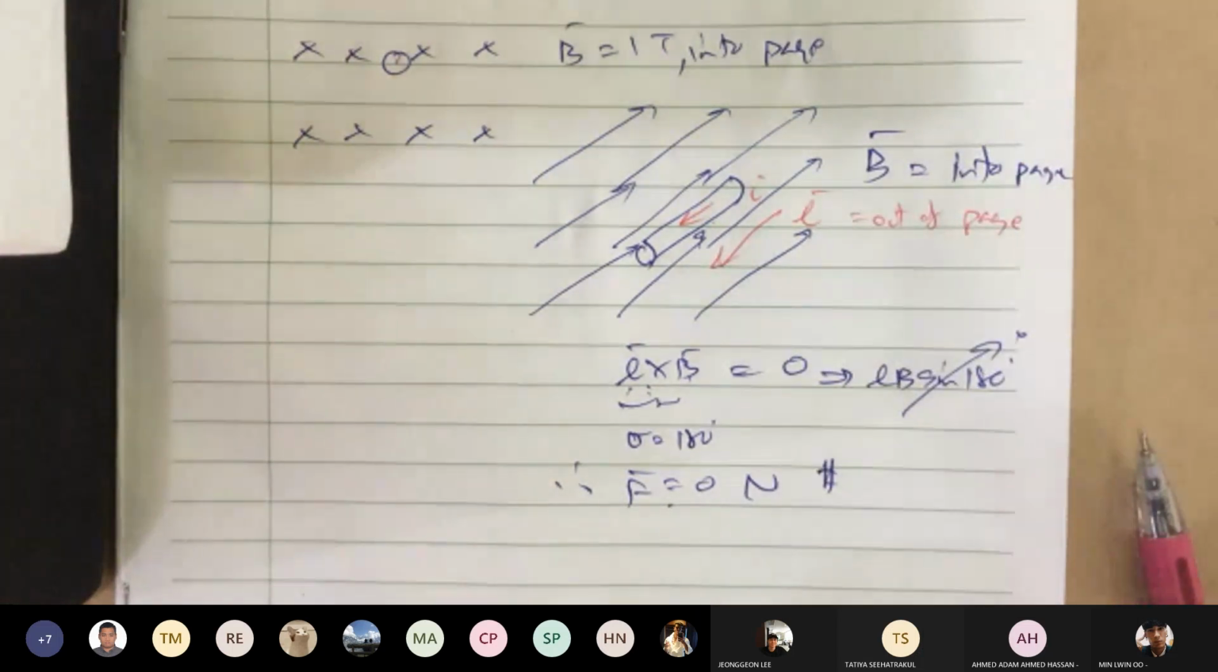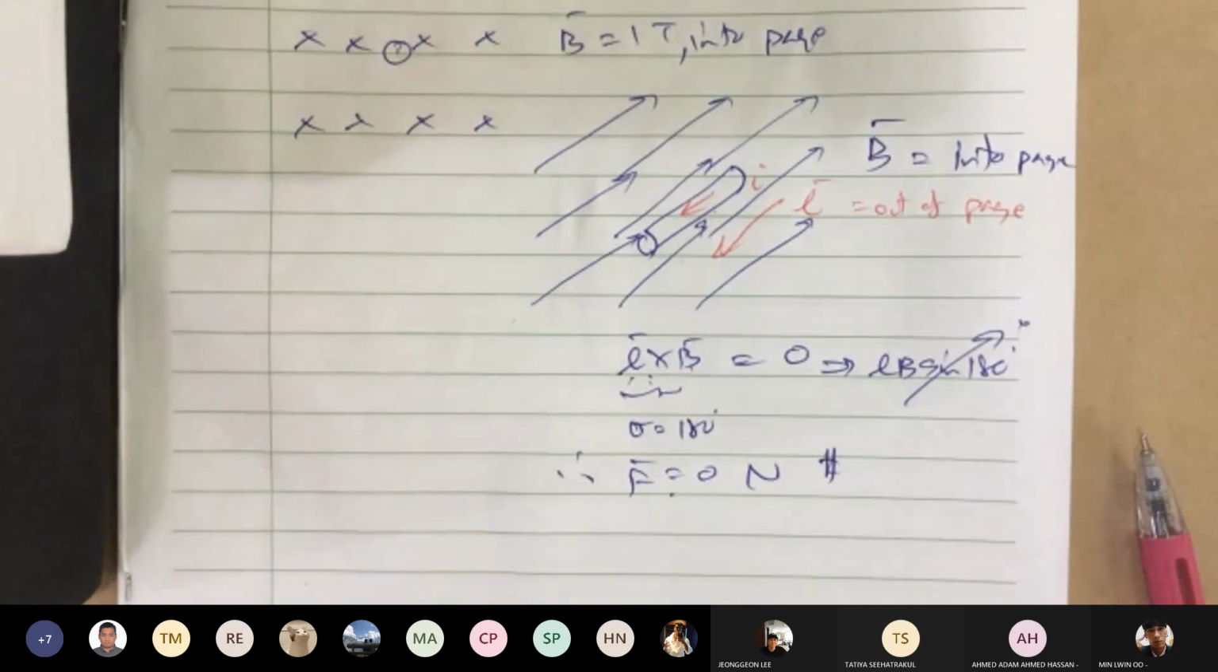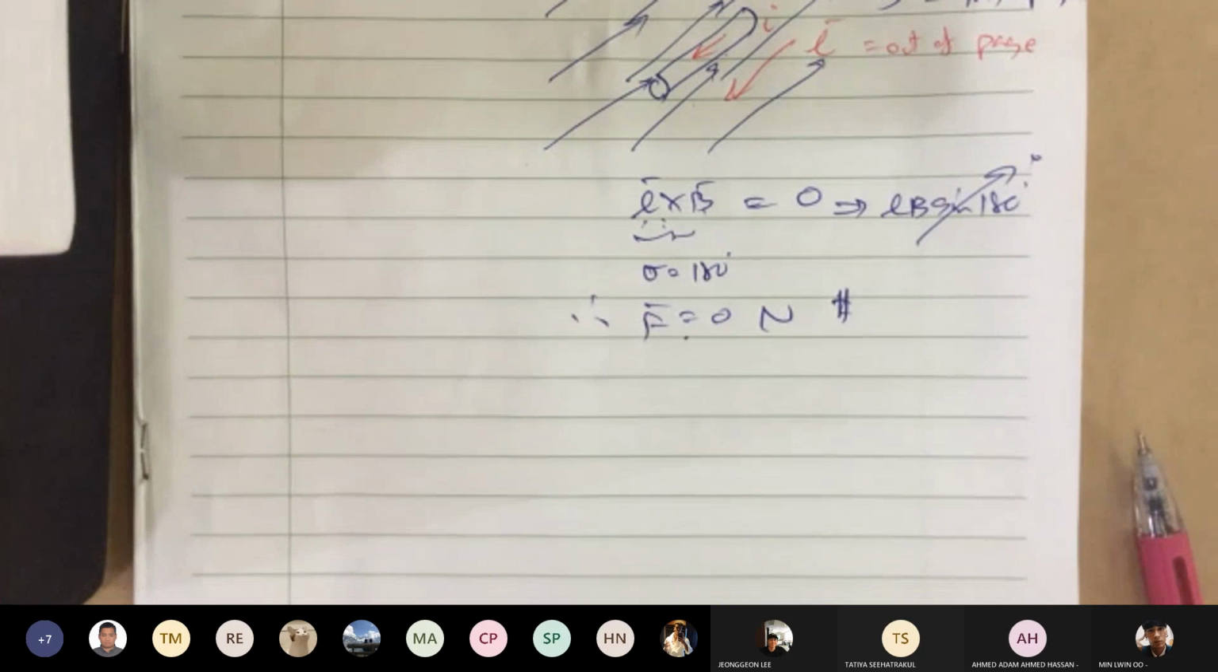Okay. Again, now let's see how we use this concept for generators or motors.